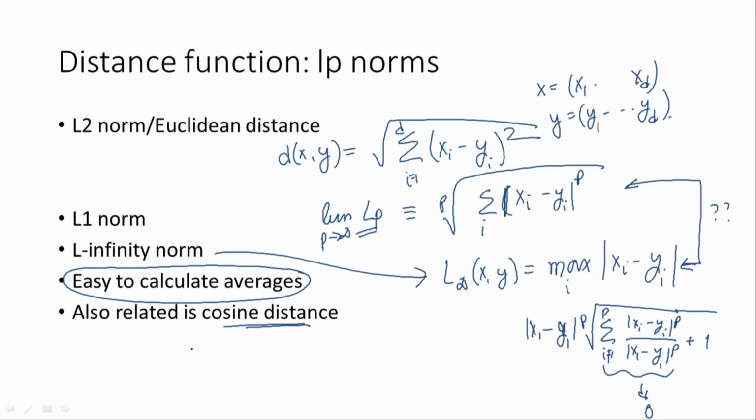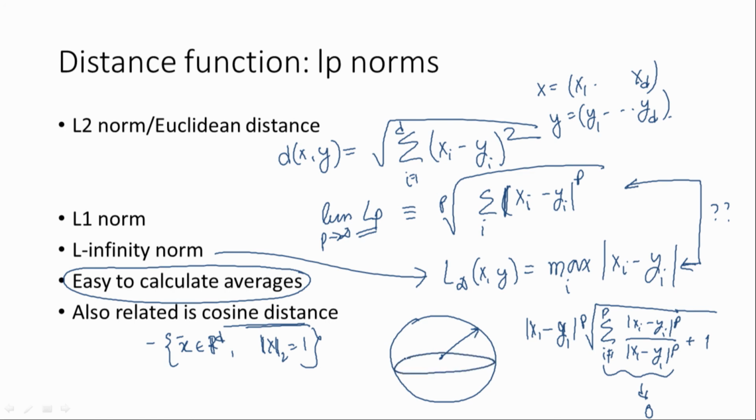Another distance function that is related to this is what is known as the cosine distance. What is a cosine distance? Sometimes we'll have a set of points that are d-dimensional such that the 2 norm is 1, that they're all normalized. They all lie on the surface of what is known as the unit sphere. So this is the unit sphere, and the points lie on its surface.